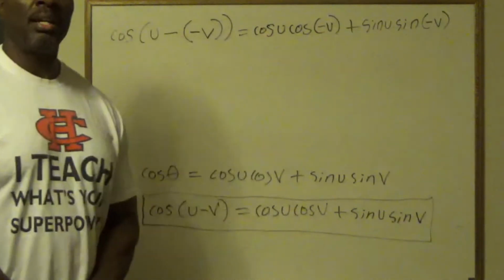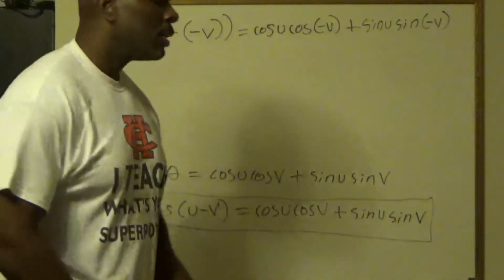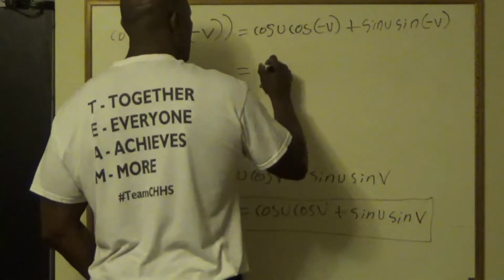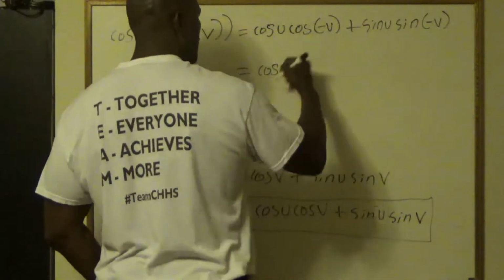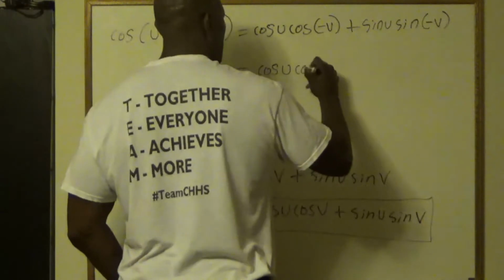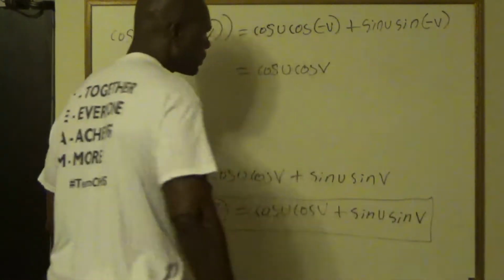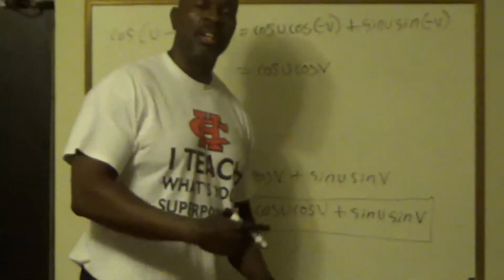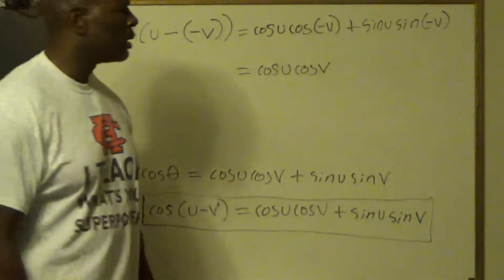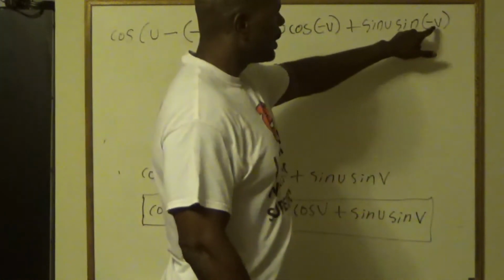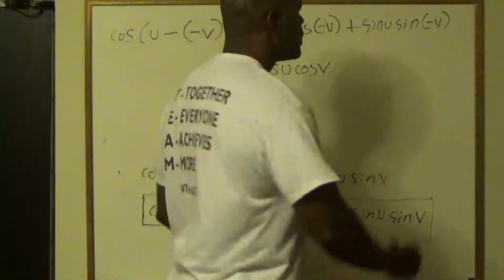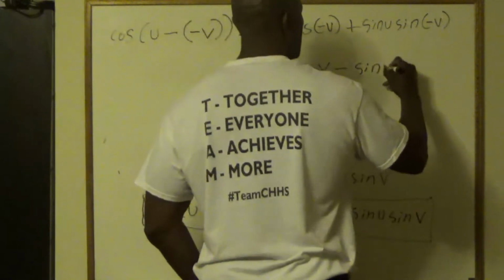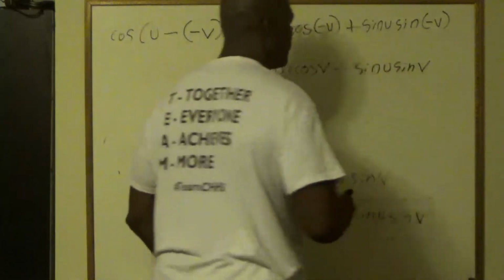Okay. So we should know that cosine is an even function and sine is an odd function. For an even function, f of negative x is f of x. So cosine of negative v is the same as cosine of v. So this is cosine u times cosine v. Now, sine is an odd function. For an odd function, f of negative x equals negative f of x. So sine of negative v is actually negative sine of v. So the negative sign I'll put here: minus sine u sine v.